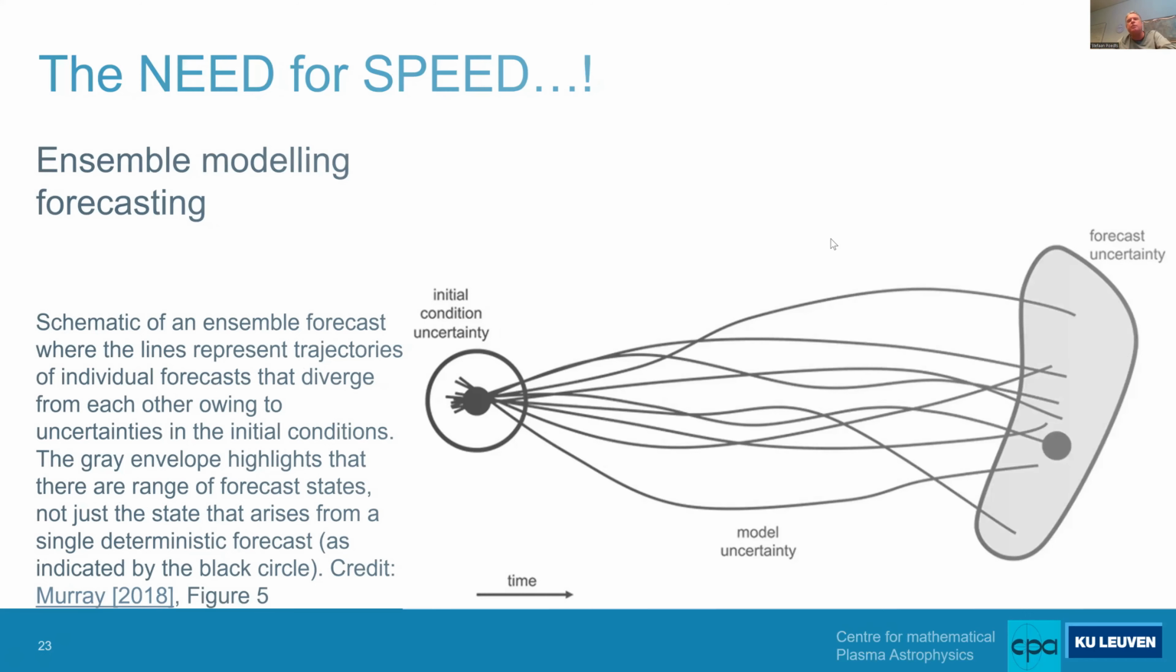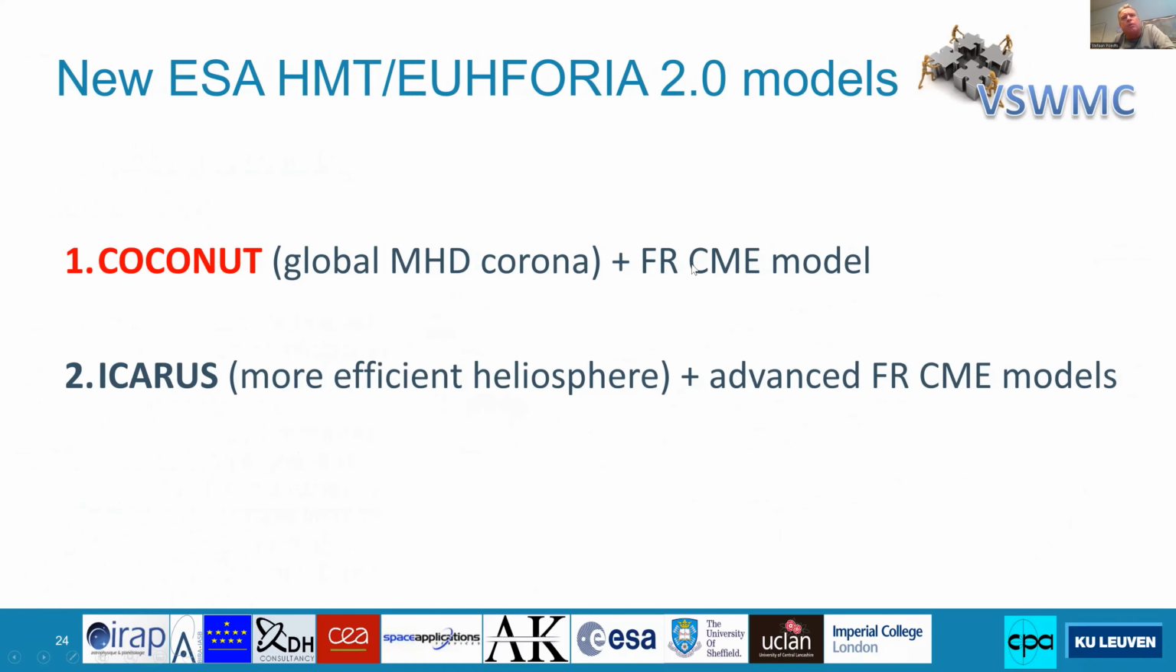Now, we need to speed up things, and that's why we started these two projects that I mentioned before. I'm going to talk about 2 of the results, the COCONUT model and the ICARUS model. Let me start with the COCONUT model, which is a new global MHD coronal model.